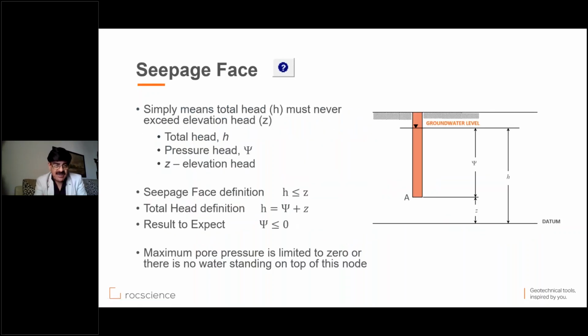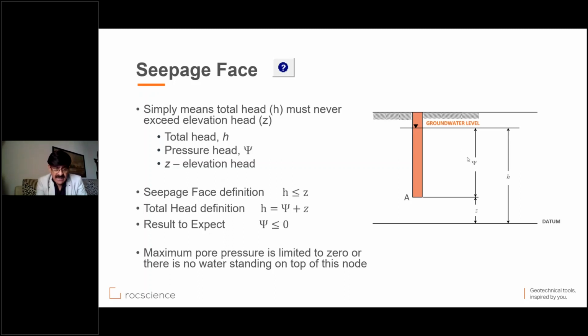Seepage phase, the other boundary condition. Now, seepage phase simply means that the total head, which is H, you can see H here, must never exceed the elevation head, Z. Now in this figure you can see H is much larger than Z, but that's not the seepage phase condition. The seepage phase condition is when H can never exceed Z, or in other words, to fulfill this condition, which means that H is never less than Z, psi has to be equal to or less than 0.